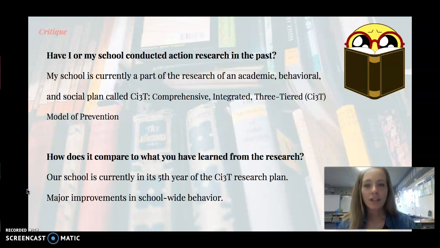Have I or my school conducted action research in the past? Well, I found that my school is currently a part of a research of academic, behavioral, and social plan called CI3T, which is comprehensive, integrated, three-tiered model of prevention. This ties in a little bit of everything, and I found that our school is now in its 5th year with the CI3T process, and we have had major improvements of school-wide behavior all around, which really helps the academics as well.